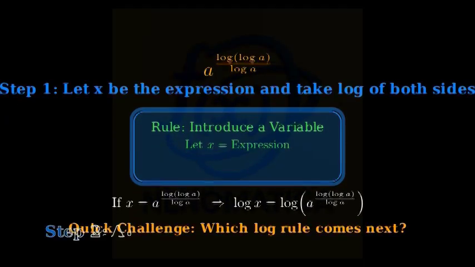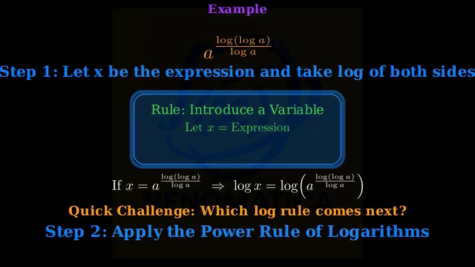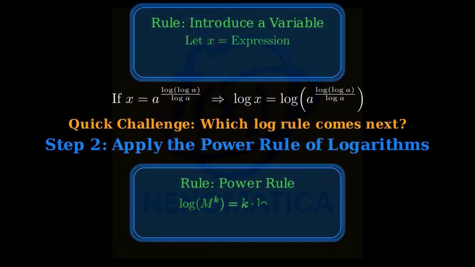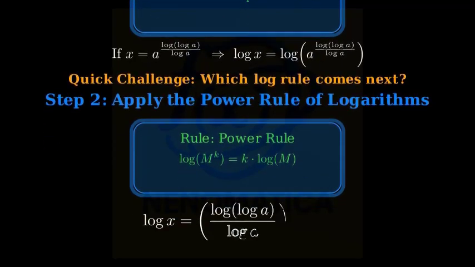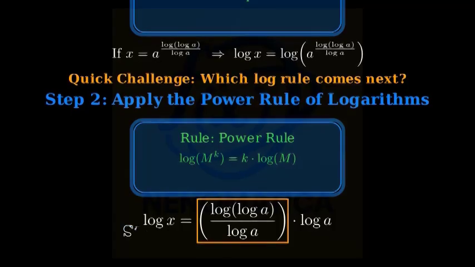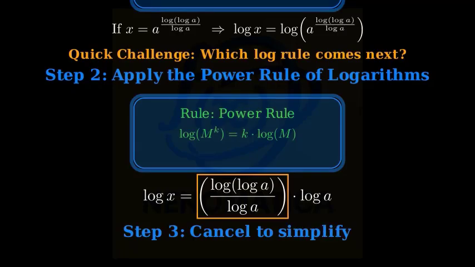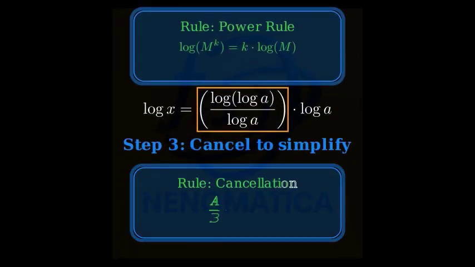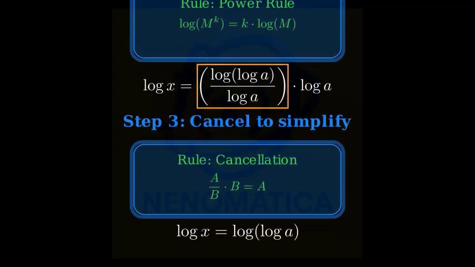Step 2. Apply the power rule of logarithms. The power rule says log of m to the k equals k times log of m. Using that, we get log x equals the fraction log of log a over log a times log a. Step 3. Simplify by canceling matching factors. When a over b multiplies b, the b cancels, and we get a. Therefore, log x equals log of log a.